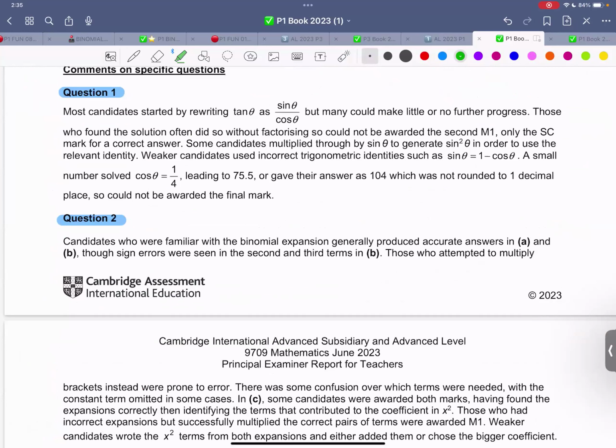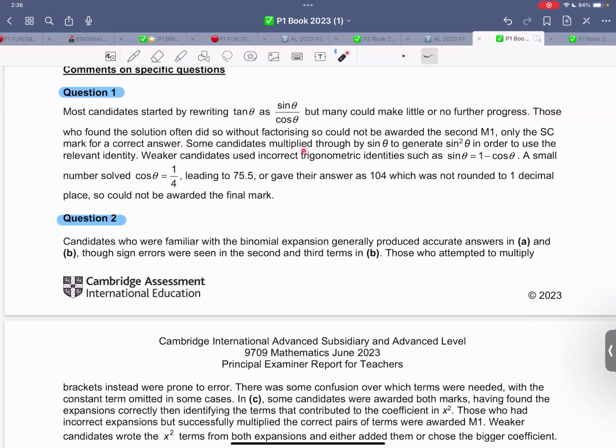Now, question number 1. It says most candidates started by rewriting tangent as sine over cos, but many could make little or no further progress. Those who found the solution did so without factorizing, so could not be awarded the second M1 mark, the method mark, only the SC mark for the correct answer.